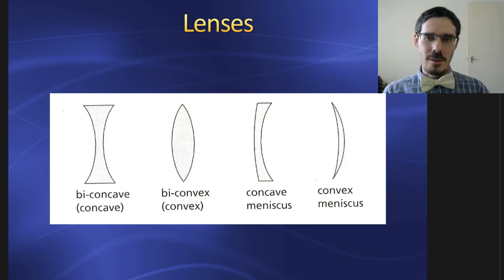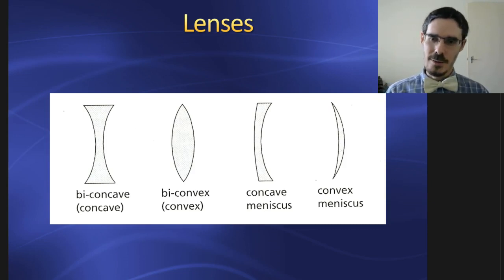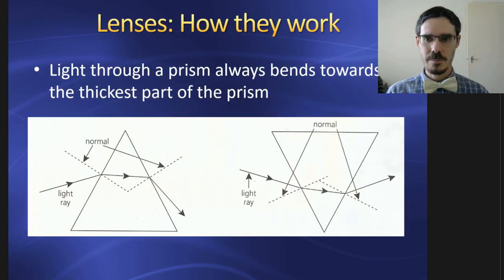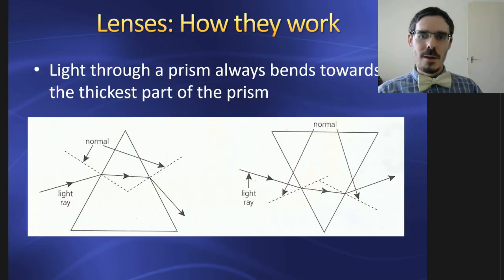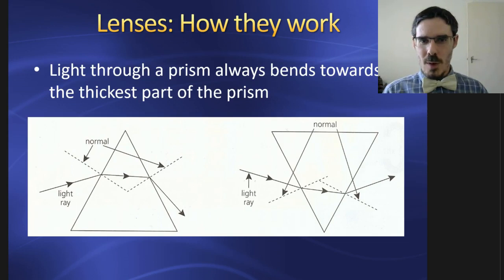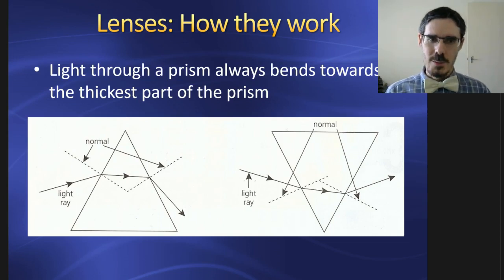To work out what happens to the light, we need to know a little bit about what happens to light rays as they go through these lenses. Light going through a prism always bends towards the thick part of the prism. Now, the reason for this has to do with refraction, which you may not have come across yet.